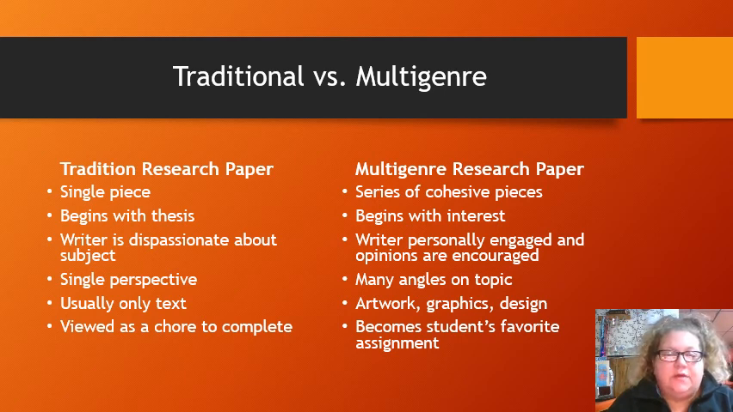When you write a traditional research paper, it's from a single perspective. Whereas with a multi-genre project, you can include many different angles on the topic. Traditional papers usually are only text. You may add a picture in or some kind of little graphic image. But with a multi-genre project, artwork, graphics, and different design qualities are really encouraged to go along with the other genres.